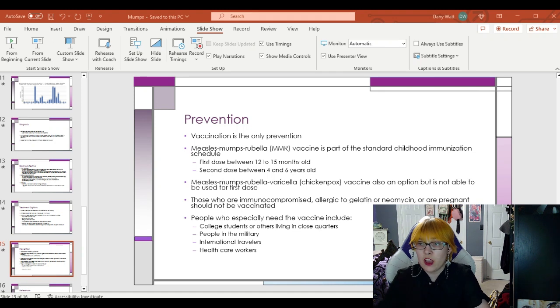And if you did not get the vaccine as a child and you did not get mumps as a child to get that natural resistance to it, you especially need to get vaccinated if you're a college student or living in close quarters with other people, or if you're in the military or at boot camp, or traveling internationally, or a healthcare worker, just anyone that would be potentially susceptible to that close contact airborne droplet spread.